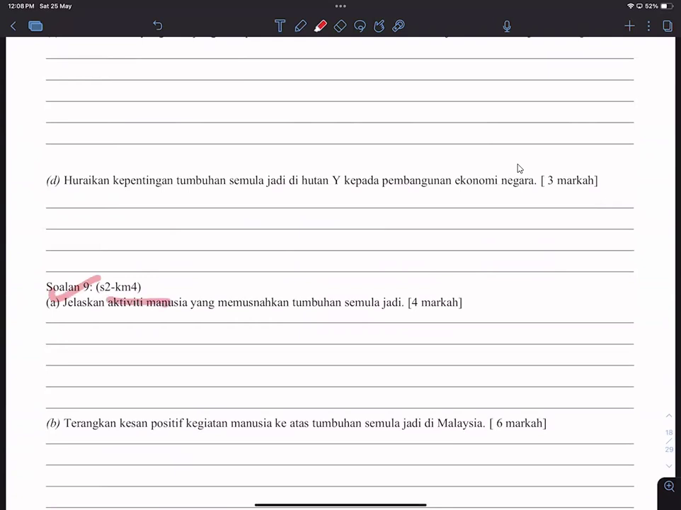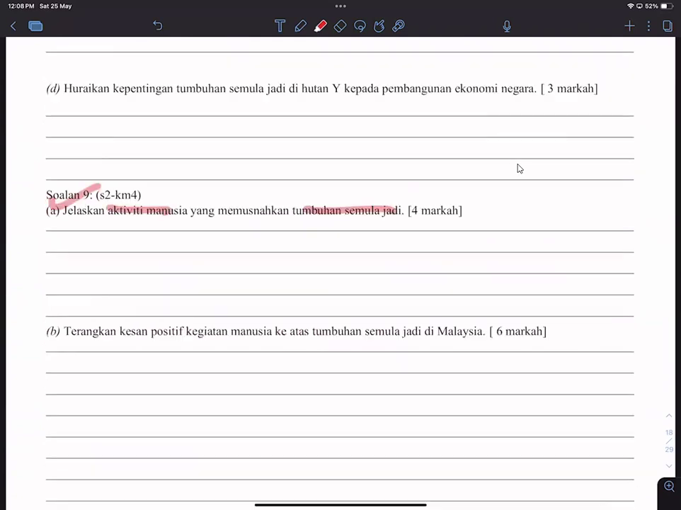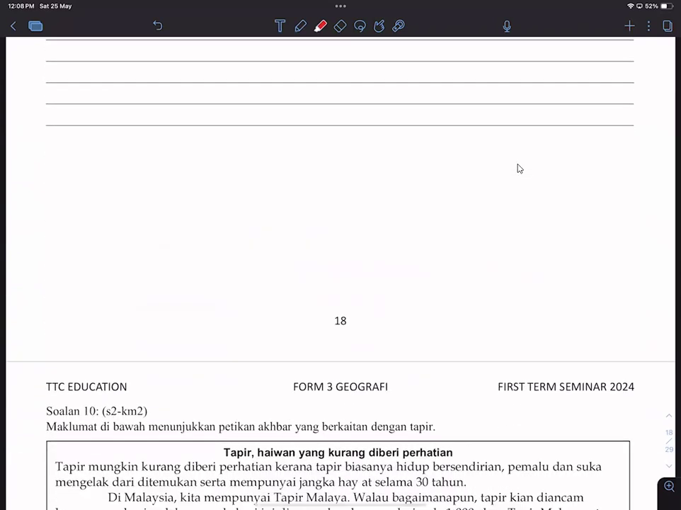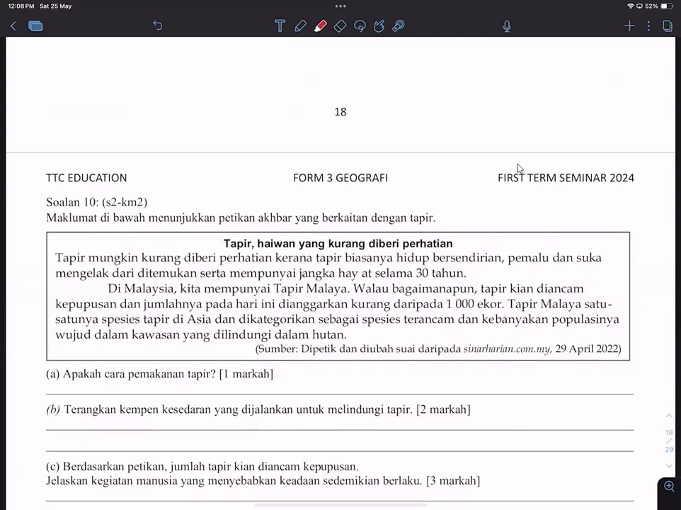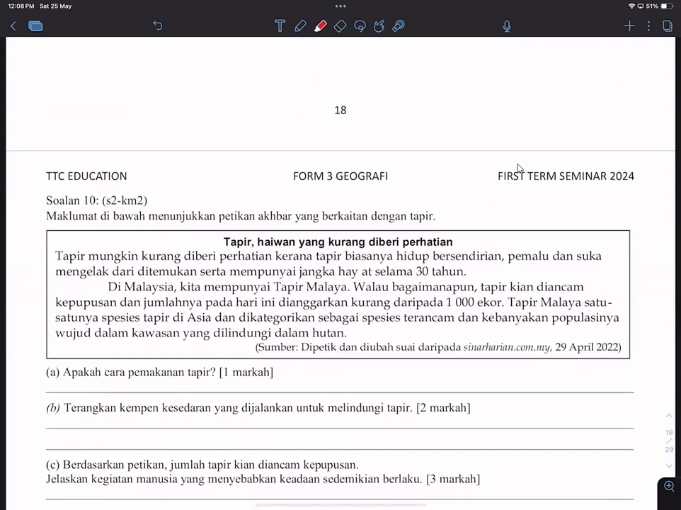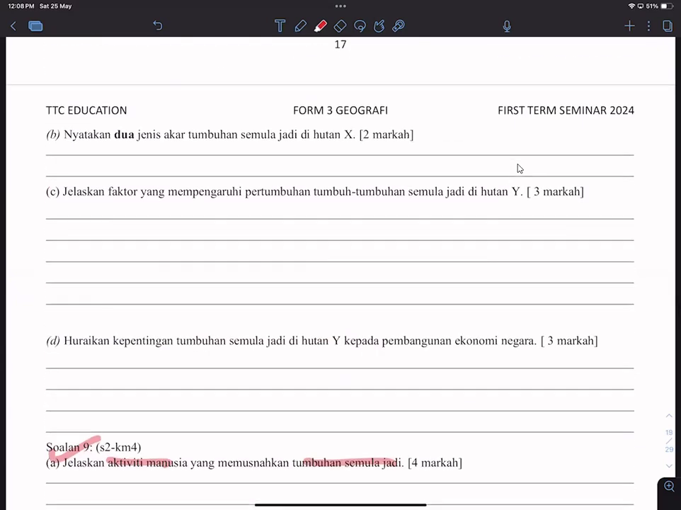So after that, activity. So this is the kepentingan from the hutan. So please try, and then the kesan positif. So 6, 7, and 9, just 6, 7, and 9, 3 questions.